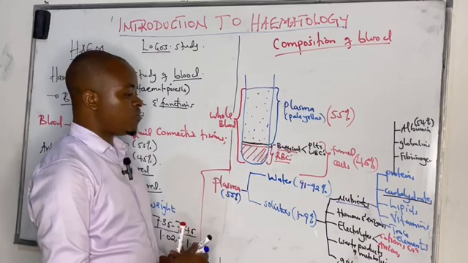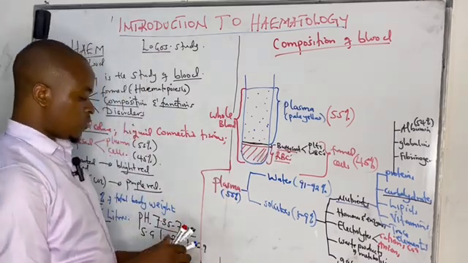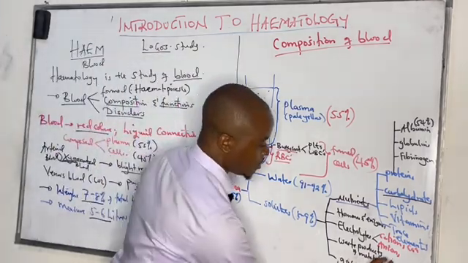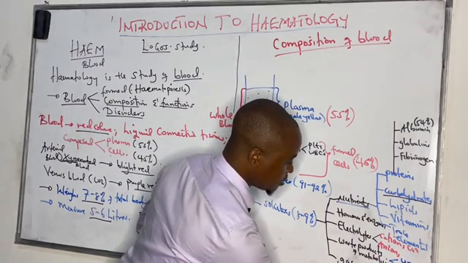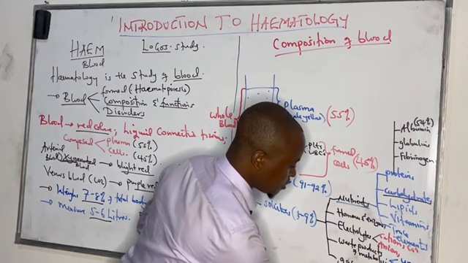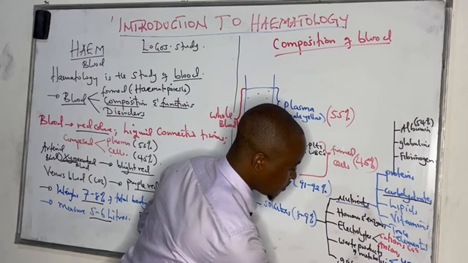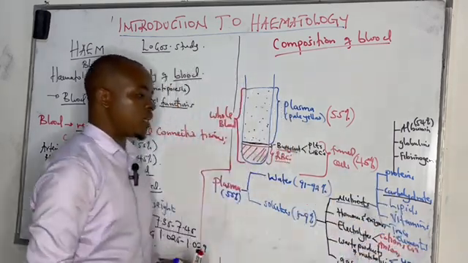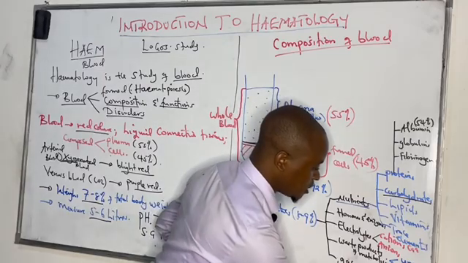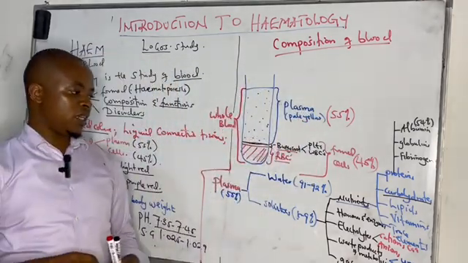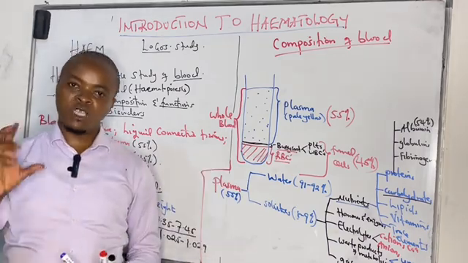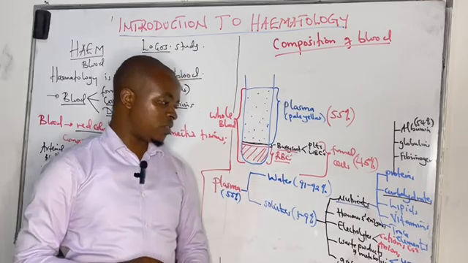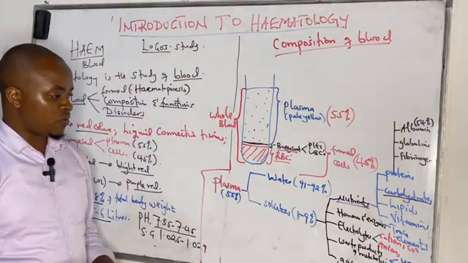Then the waste products of metabolism, whereby there is urea, creatinine, ammonia, and uric acid. These are part of the waste products of metabolism: creatinine, urea, ammonia, and uric acid. So we see them being transported by blood and excreted through the kidneys or through the skin.